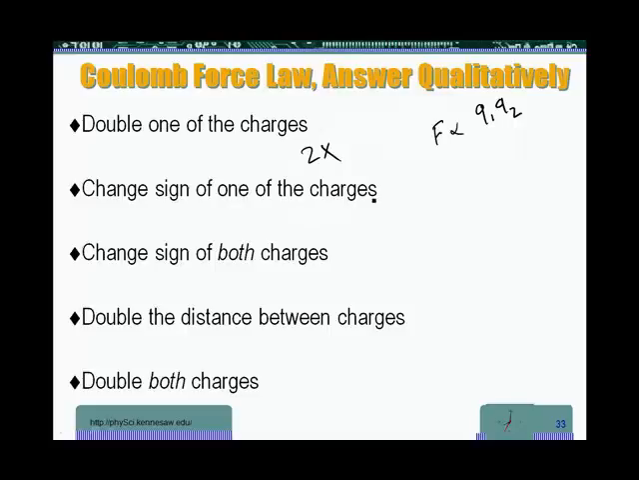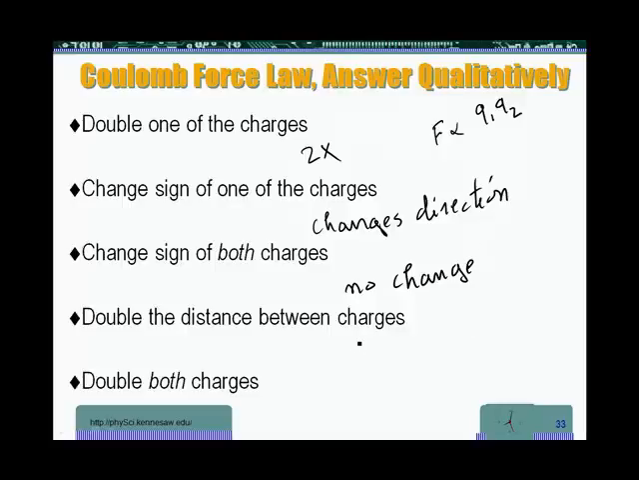When we change the sign of one of the charges, what's going to happen? If they were attracting before, they will repel. If they are repelling, they are going to attract. So it changes the direction. When you change the sign of both of them, nothing is going to change. Why will we not have any change? Because if they were attracting before, when we change the sign of both of them, they are going to still attract. If they are repelling, if we change the sign of both of them, they are going to still repel.